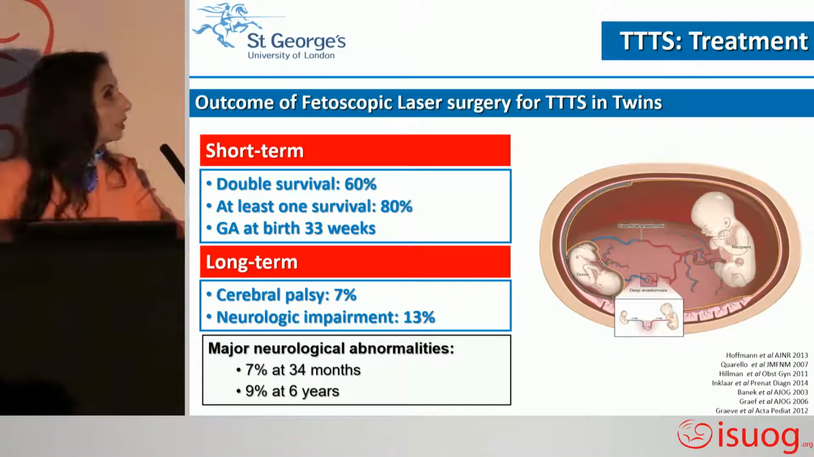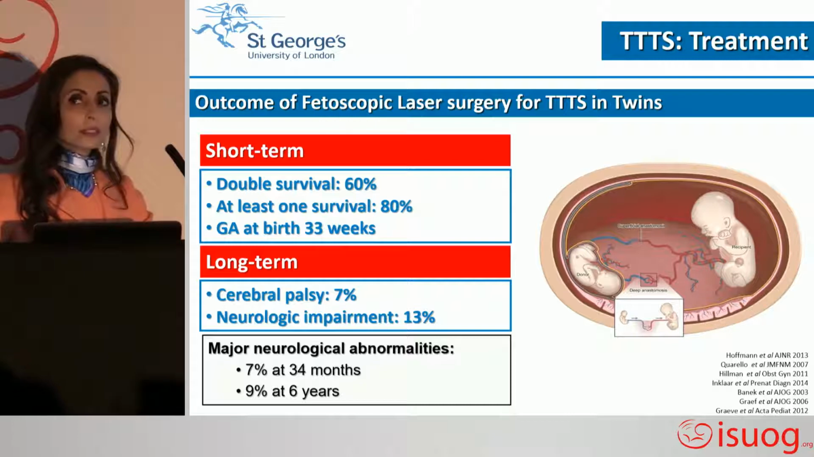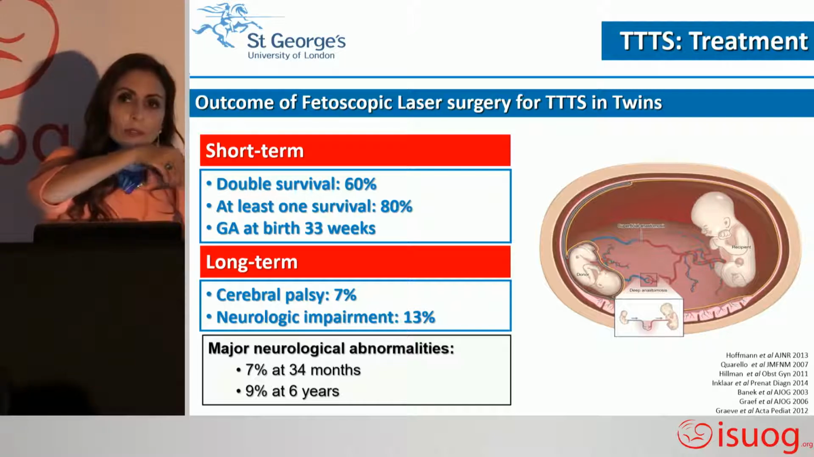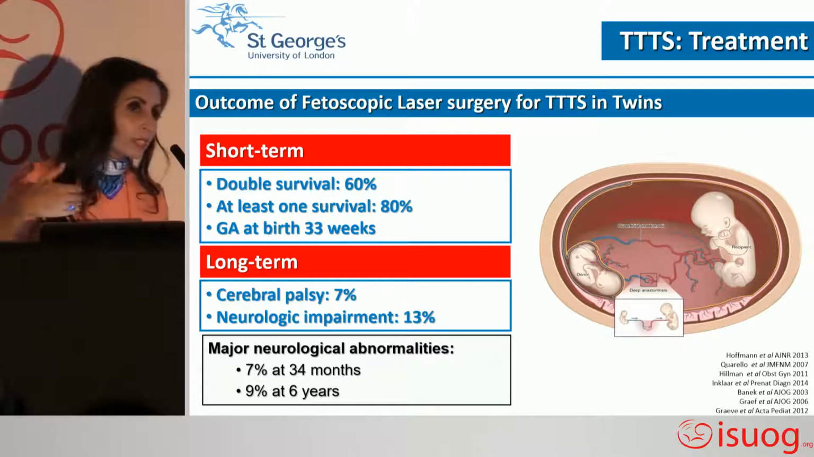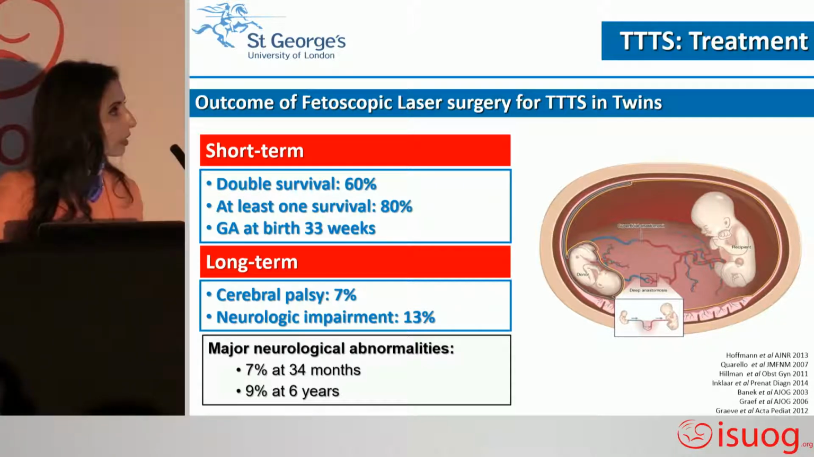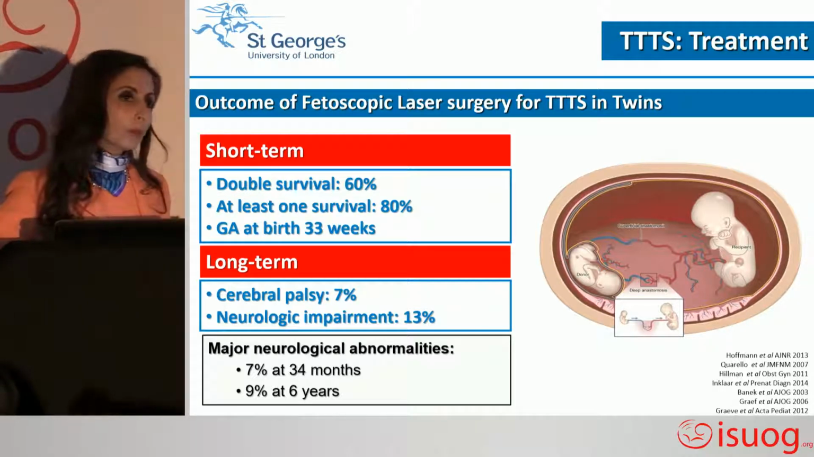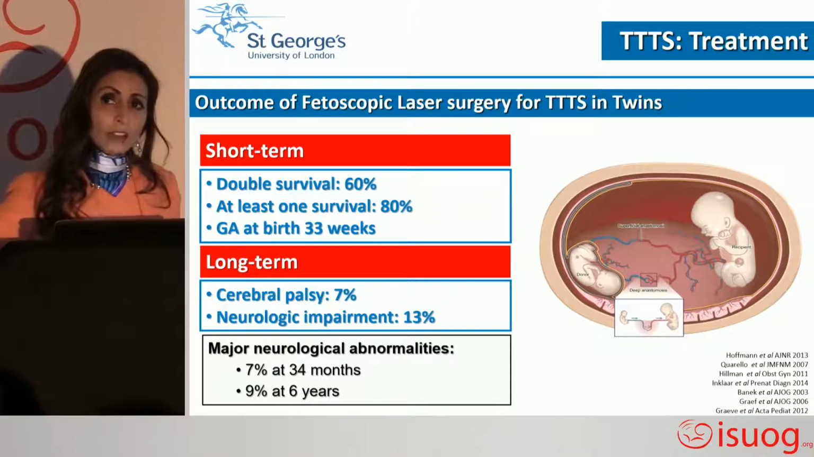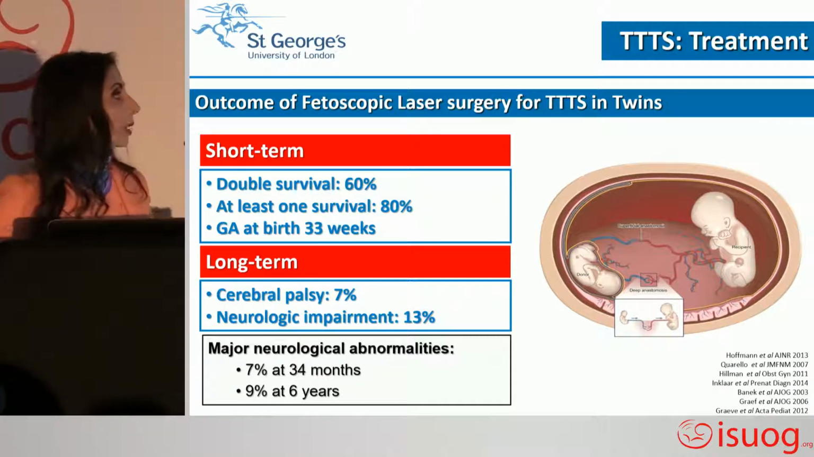So what's the outcome? When you counsel this woman for the laser, we discuss with them the short-term and long-term outcome. The short-term certainly focuses on the survival and the gestational age of delivery, or the risk of preterm delivery. The double survival is about 60%, but in fact the more recent data suggests even higher than that, maybe 70, 80% in centers where they have a lot of experience. At least one survival: the old data is 80%, probably the new data is up to 90%. And these pregnancies are at really high risk of preterm delivery; the average gestational age at birth is about 33 weeks.